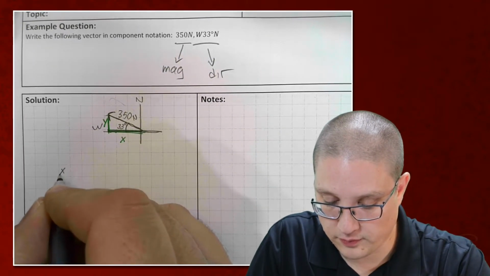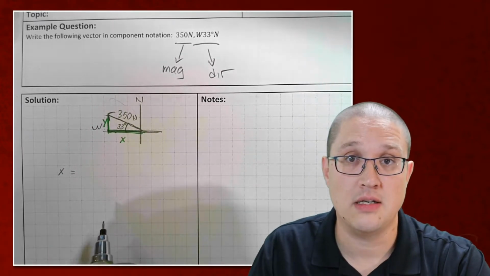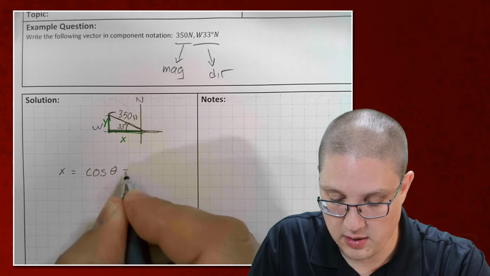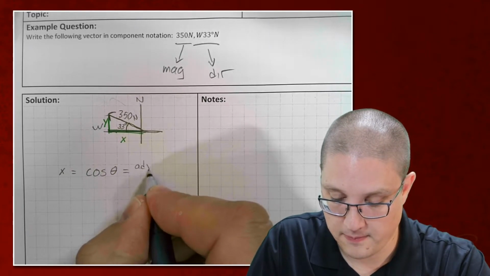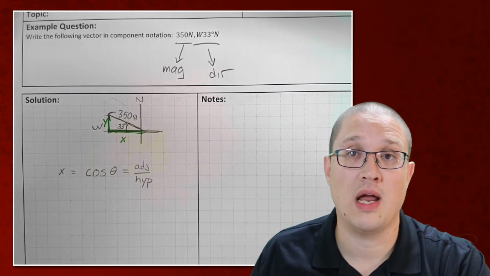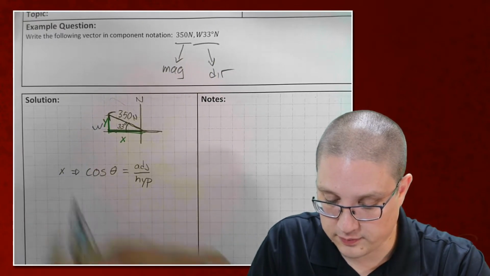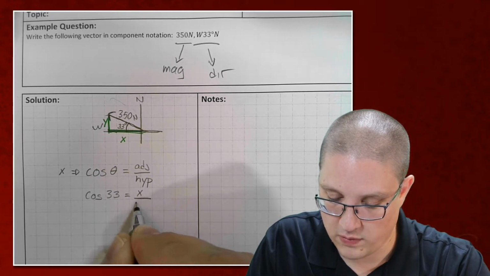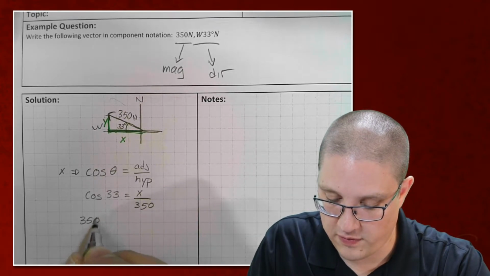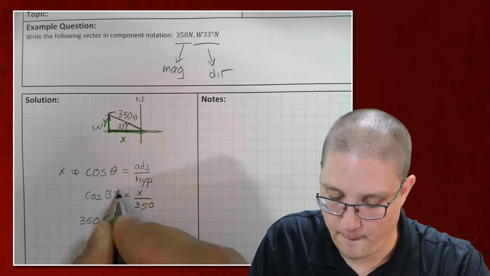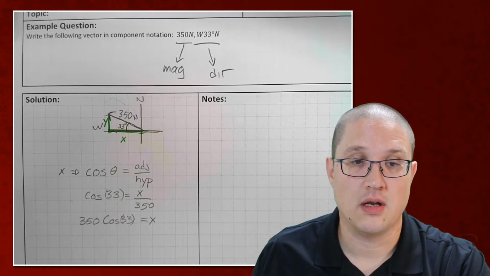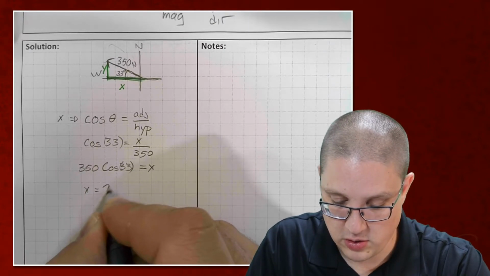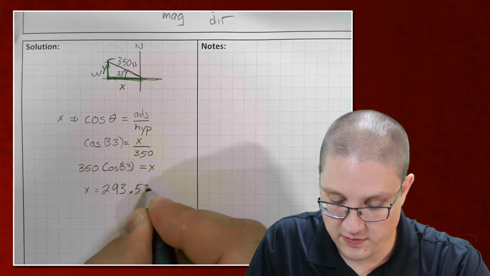My x component is, in this case, the adjacent, so I'm using cosine. So I'm going to do cosine of theta equals adjacent over hypotenuse. You should remember that way back from grade 10. So putting this in, cos of 33 equals x over 350. In other words, 350 cos 33 equals x. Great. If I plug that in, I get my x component is 293.53 newtons.